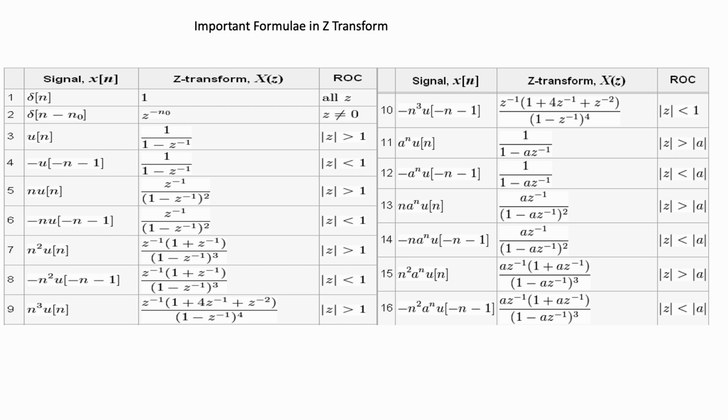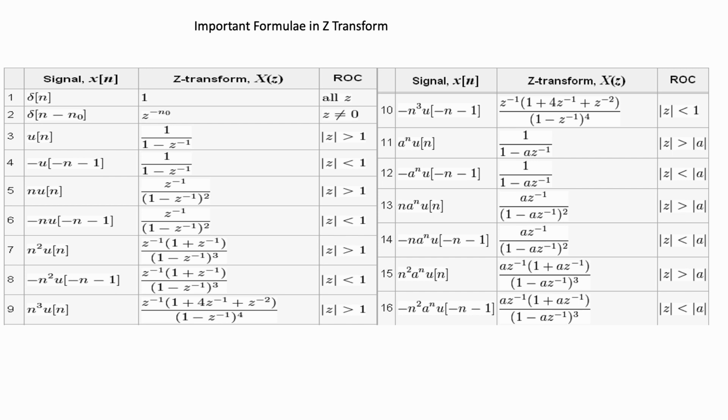ROC is the entire Z plane. Delta of n minus n naught gives Z power minus n naught, ROC is the entire Z plane. U of n is 1 divided by 1 minus Z inverse, modulus of Z is greater than 1. Minus U of minus n minus 1 is 1 divided by 1 minus Z inverse, modulus of Z is less than 1. N into U of n is Z inverse divided by 1 minus Z inverse the whole square, modulus of Z is greater than 1. Minus n into U of minus n minus 1, the same thing but the ROC is less than 1. Okay, so these are the formulas.